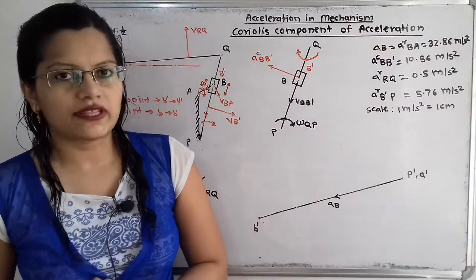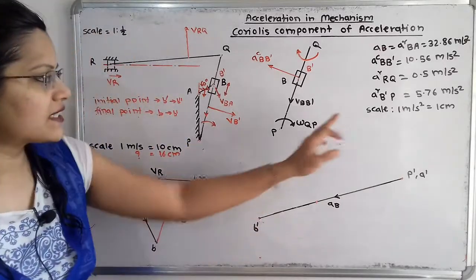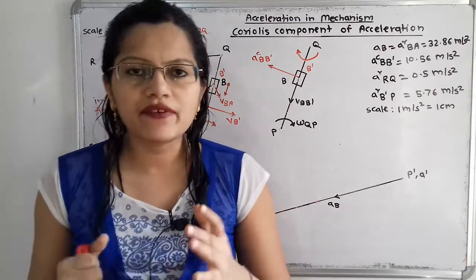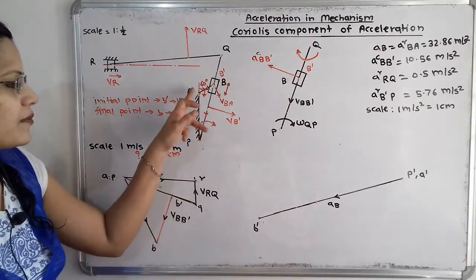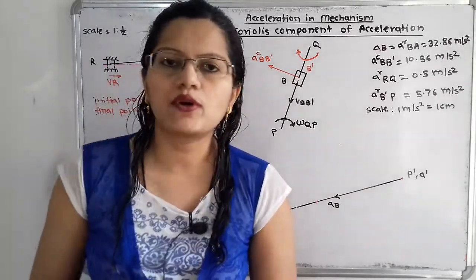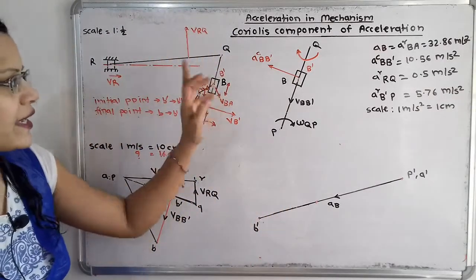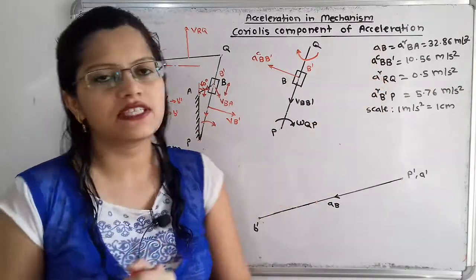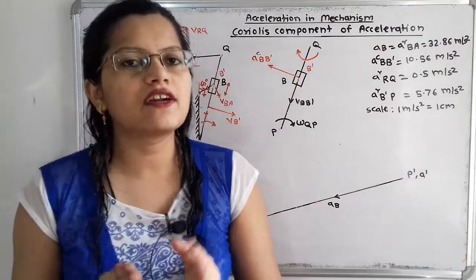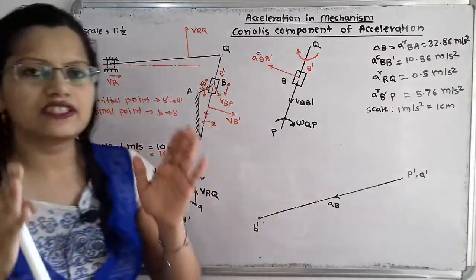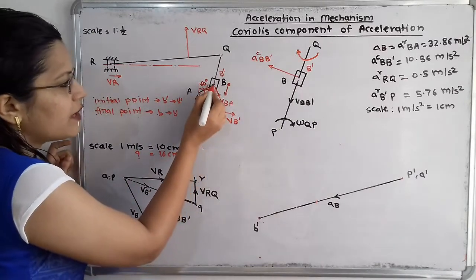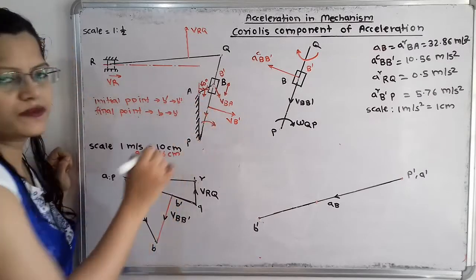Now we will move to draw the acceleration diagram as per scale: 1 meter per second square is equal to 1 centimeter. Here we will locate the fixed points P and A, as P dash and A dash. We will take first the radial component of acceleration for this crank AB, which is nothing but the total acceleration at point B. We know that the radial component is parallel to the link AB and the direction is towards the center. So if I show this direction, it is from point B towards point A.